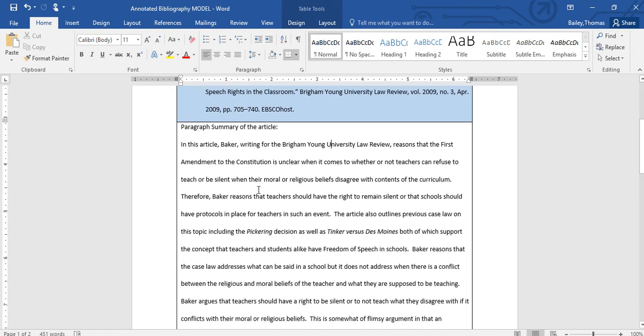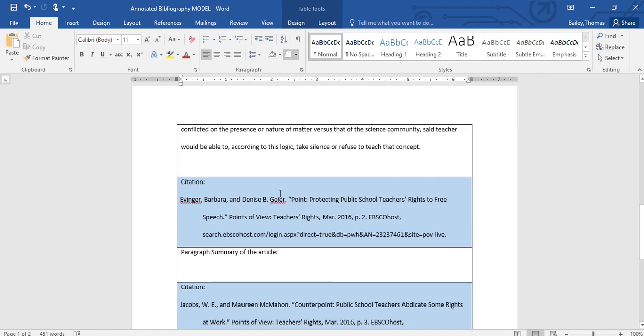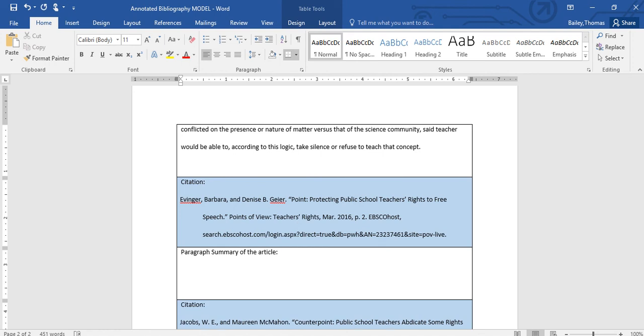So that is how you pretty much do a paragraph. And when I do my next part, I'll obviously read Protecting Public School Teachers' Rights to Free Speech. And basically, I would spend a paragraph just describing what was the overall purpose of the article, what kind of evidence was presented, and also maybe my own flair on it. But that is really how you take care of that. So there you go.